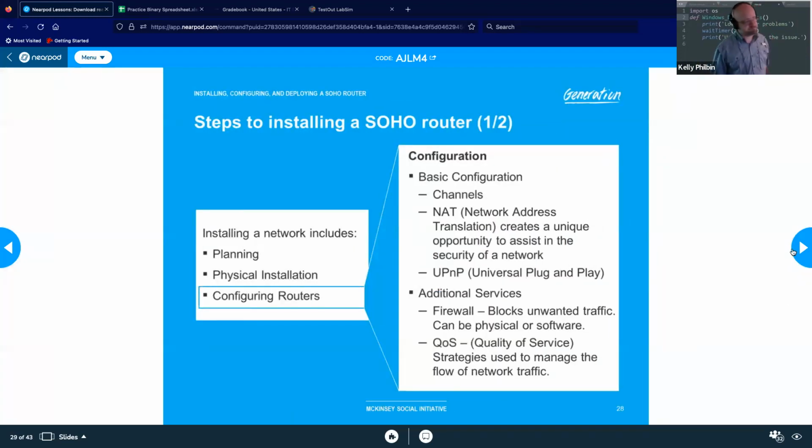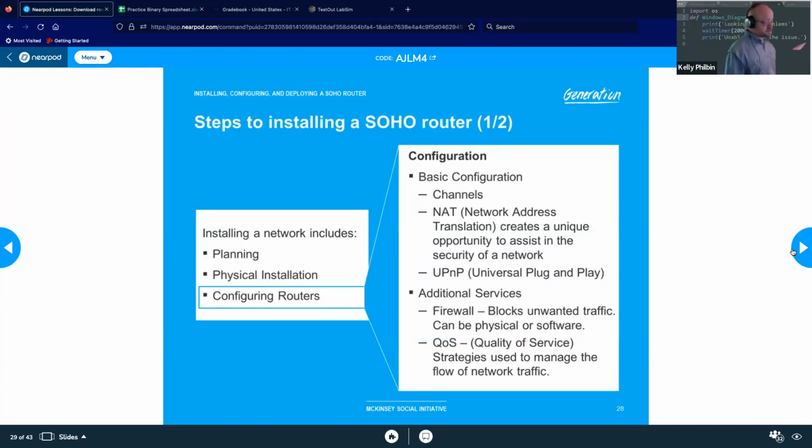Now, installing them, for the most part, they're plug and play. You plug them in. Most of the basic settings are done for you. Your ISP will generally have a rep come by and set it up for you. But there's a lot of additional features in them that we can go in and manipulate.